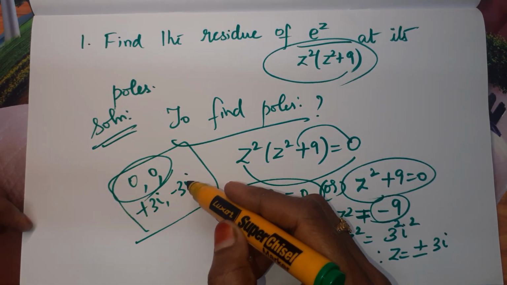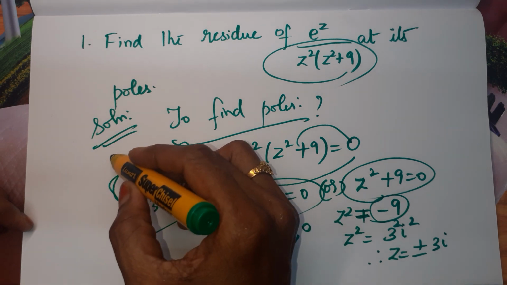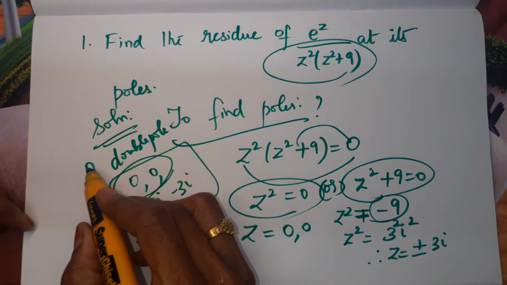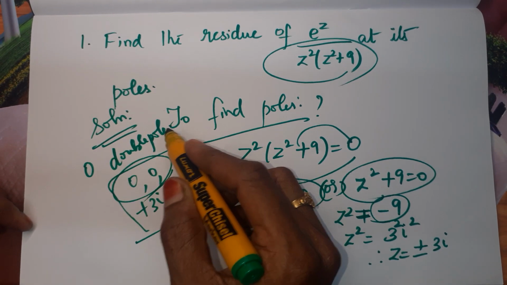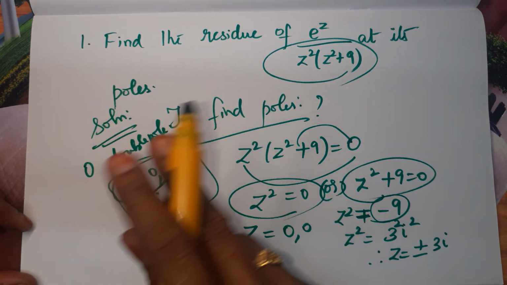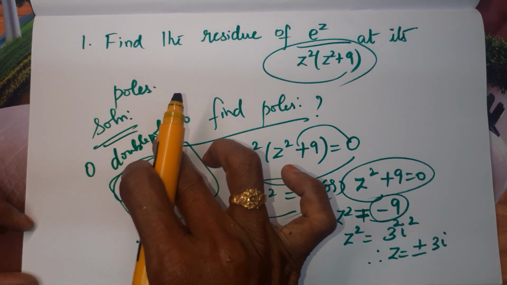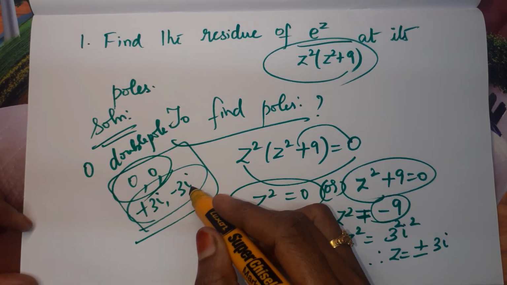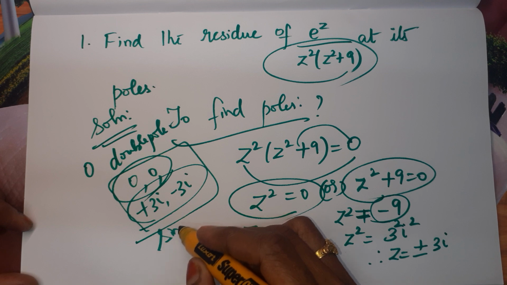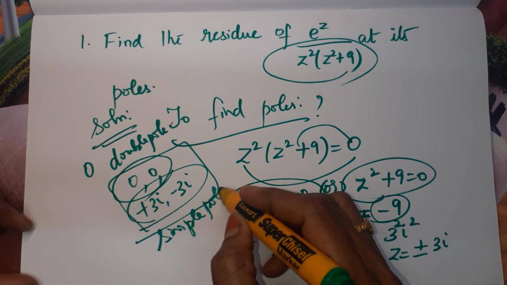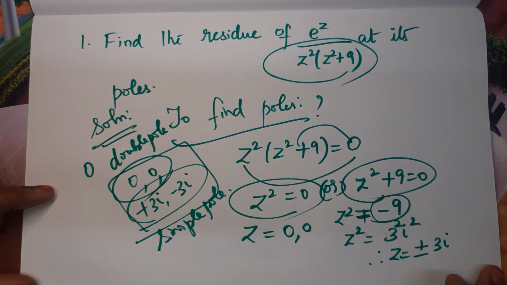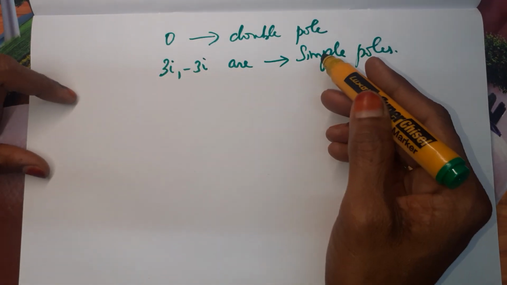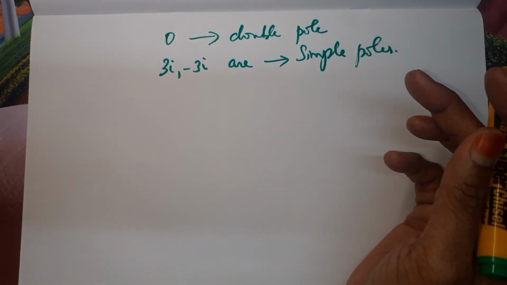Since 0 is repeated twice, this is a double pole. The other two roots each come one time, so they are simple poles. So 0 is a double pole, and 3i and minus 3i are simple poles.